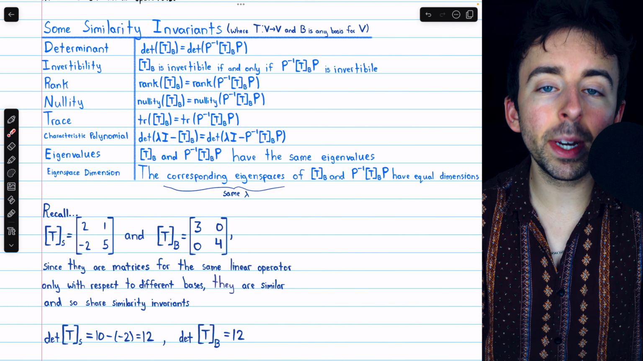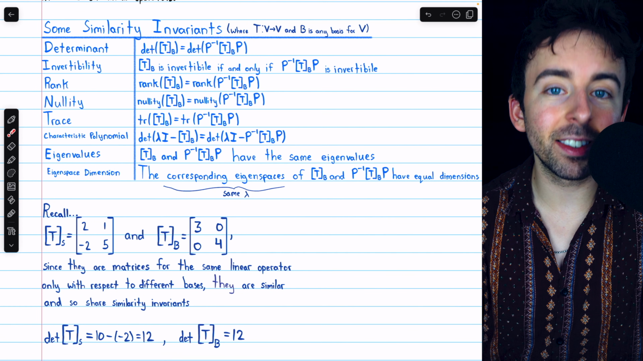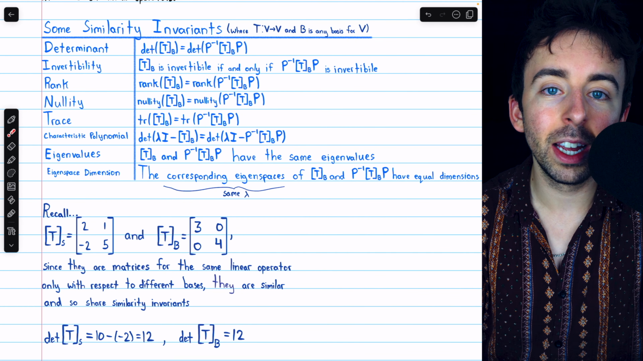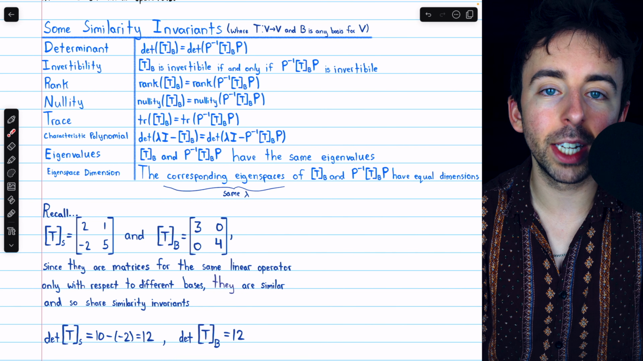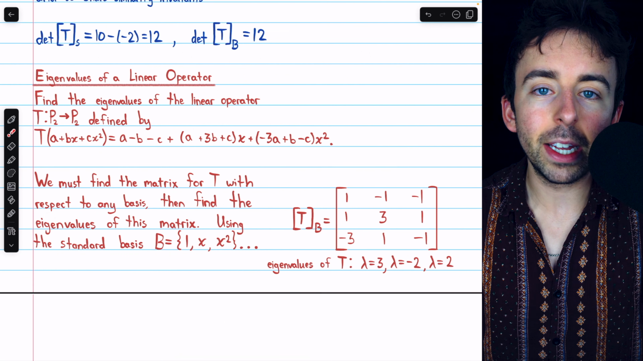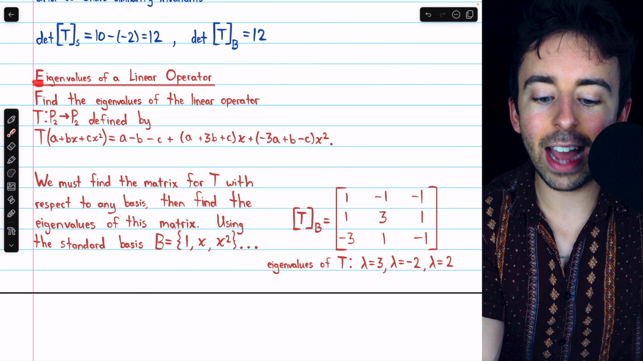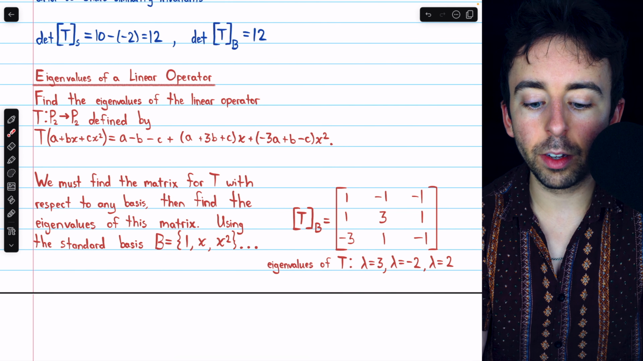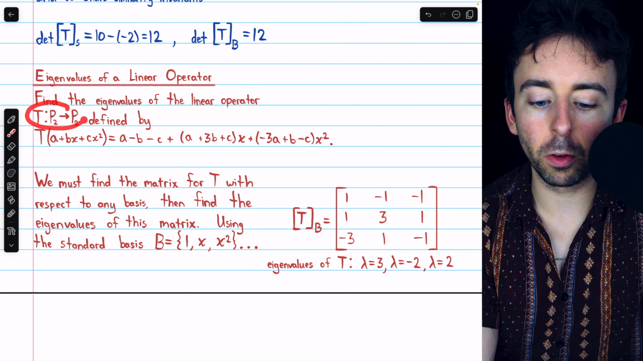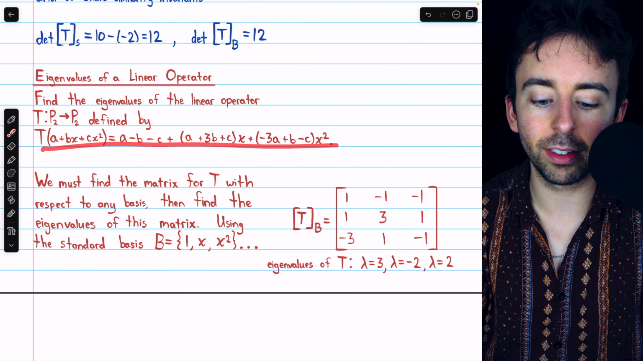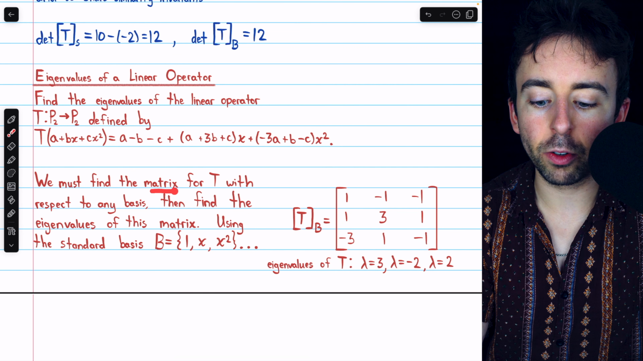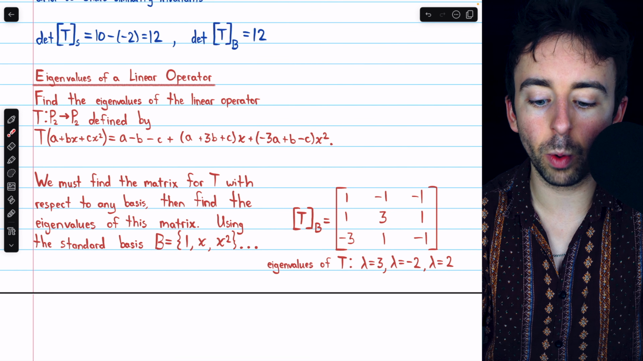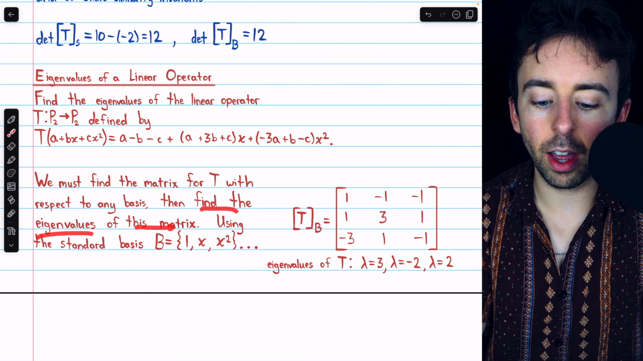Again, this means that the determinant of a linear operator is something that makes sense, because however you choose to express that operator, whatever basis you use, the resulting matrix will have the same determinant, no matter which basis is chosen. This even means that something as seemingly wacky as eigenvalues of a linear operator is indeed something that makes sense and is defined. To find the eigenvalues of the linear operator on P2, defined like this, for example, all we have to do is find the matrix for the transformation with respect to any basis, it doesn't matter which one we pick, we just have to find one, and then find the eigenvalues of that matrix.